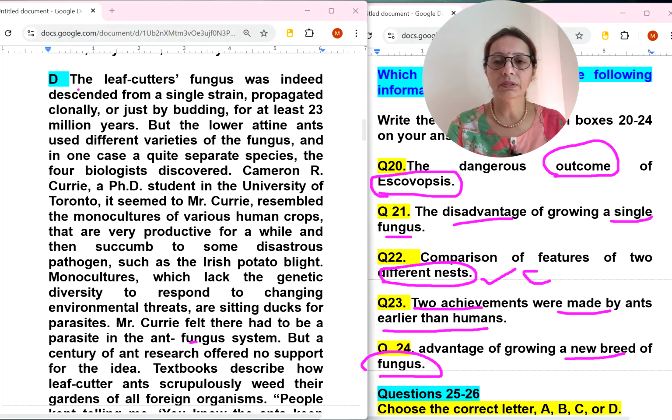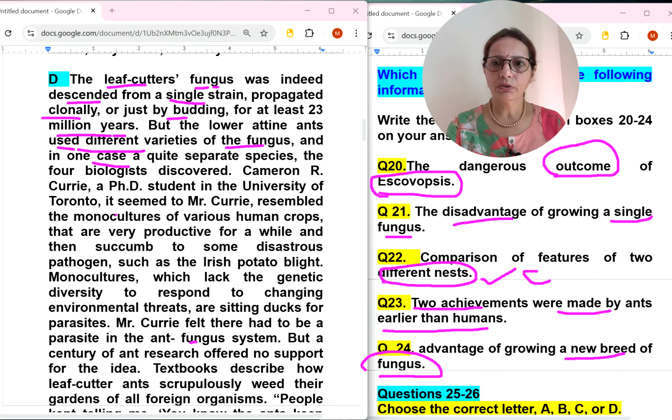So this is D number paragraph. Let's read it. The leaf cutters fungus was indeed descended from a single strain. Single word is here. Propagated clonally or just by budding. Okay, so we need to find disadvantages of growing a single fungus for at least 23 million years ago. Okay, by budding for at least 23 million years. But the lower Attini ants used different varieties of fungus, and in one case, a quite separate species discovered. Cameroon, Mr. Curie, a PhD student.